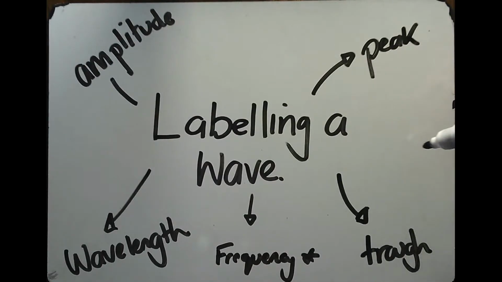Today we're going to look at how to label a frozen wave. One of the things you would have to be able to do at GCSE is look at a diagram of a wave and identify the various parts.